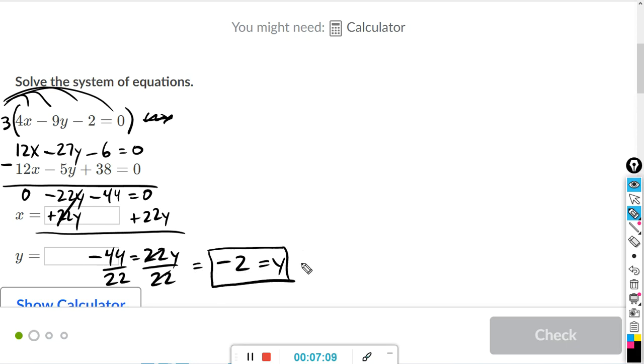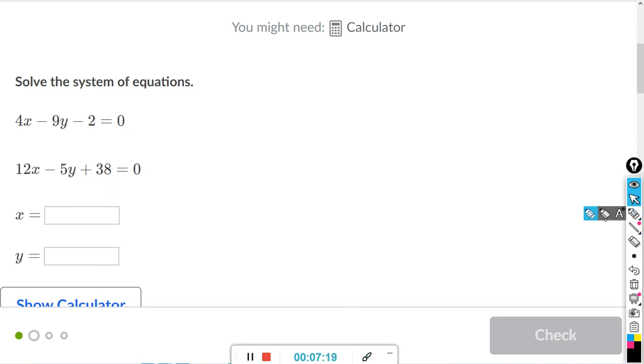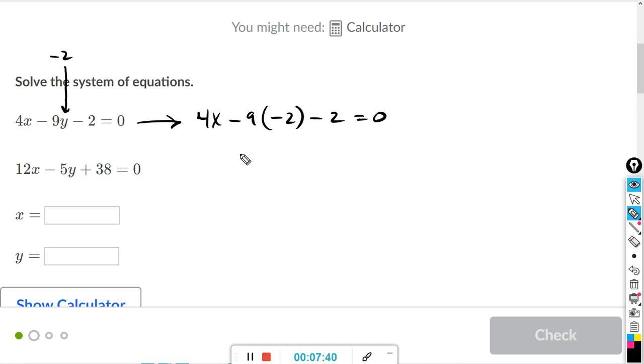You take that negative 2 and you plug it in. You can plug it into either equation. So I'm going to plug in y equals negative 2 right there. Rewriting, we have 4x, negative 9 times negative 2, minus 2 equals 0. 4x, this is positive 18, minus 2 is positive 16.